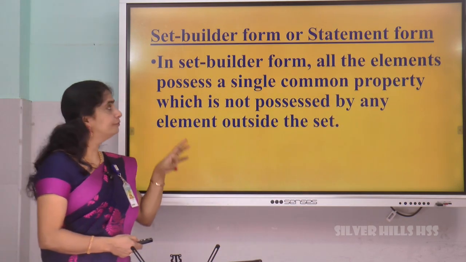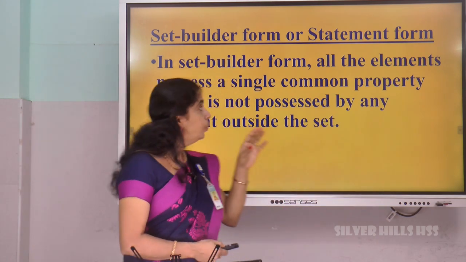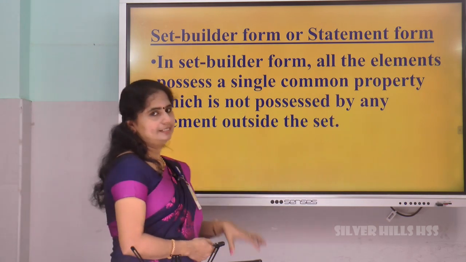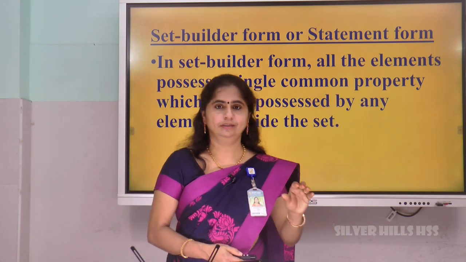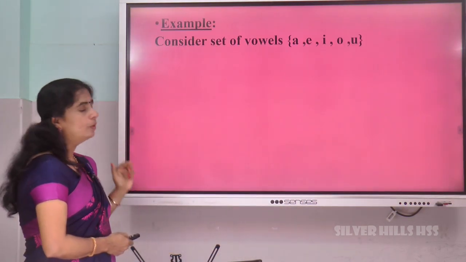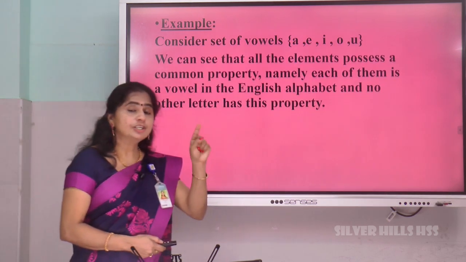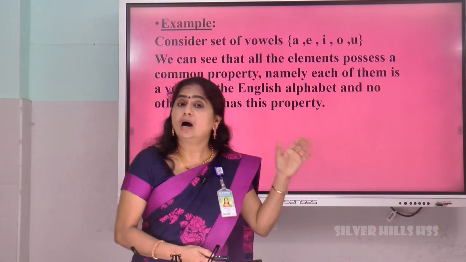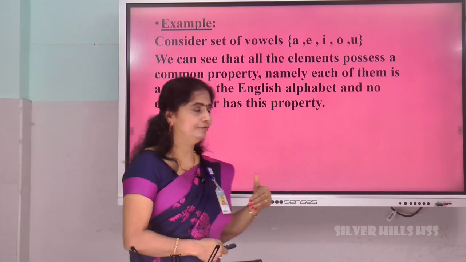So, in the set builder form, all the elements possess a common property which is not possessed by any other element outside the set. For example, let us consider the set of vowels A, E, I, O, U. We can see that each letter is a vowel in this, and we don't have any other vowel outside this set. So, how do we represent this in the set builder form?